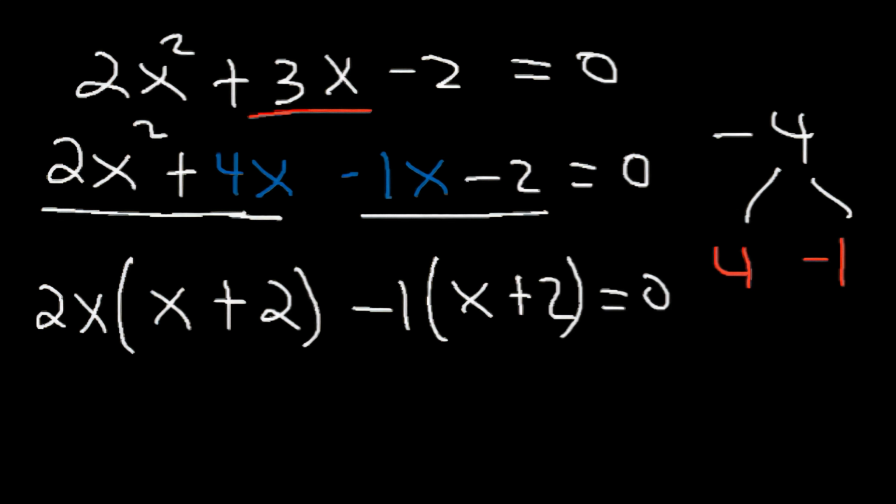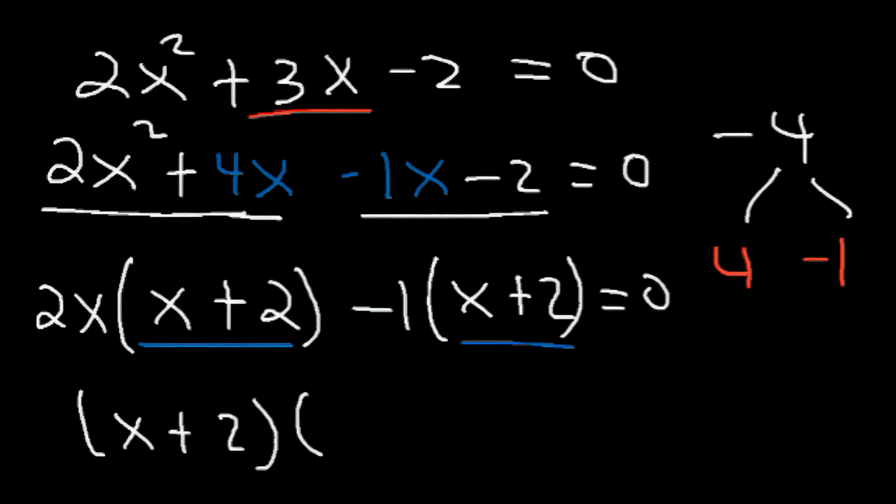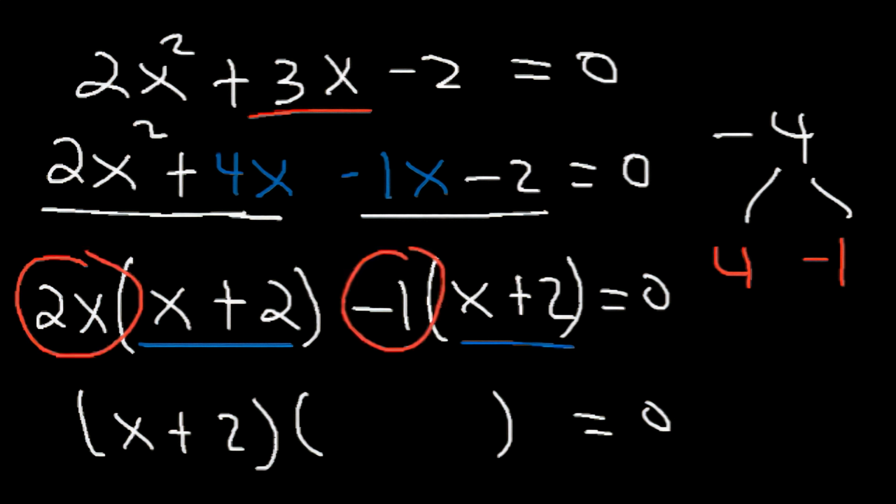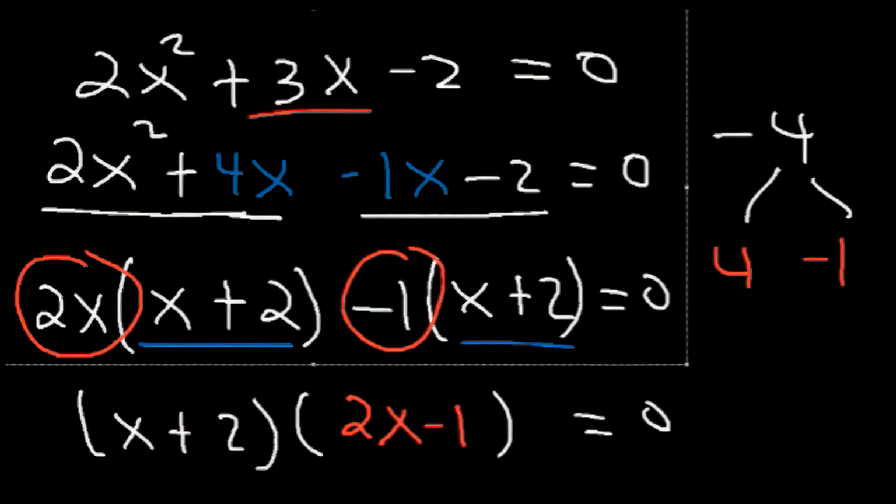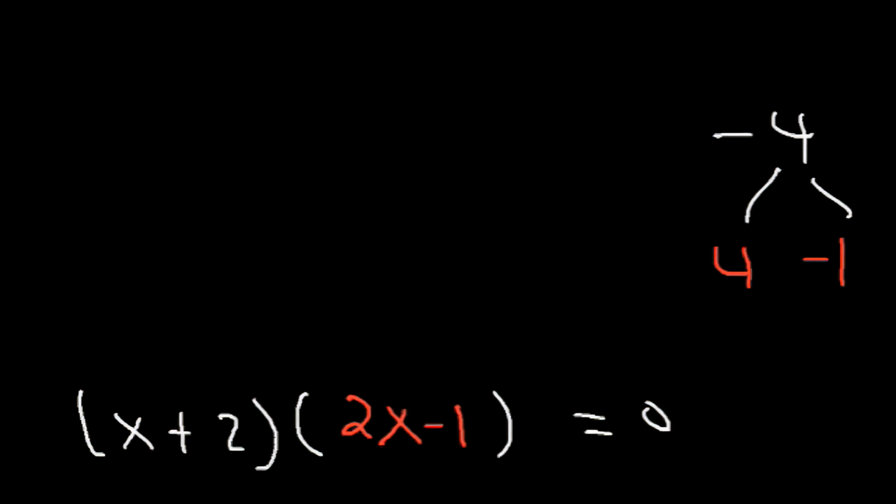So notice that we have a common factor, x plus 2. When you see that, that means you're on the right track. If they're different, you need to go back and check your work because there's an error somewhere. So now we're going to factor out x plus 2. What's going to be on the inside of the second parentheses is the stuff on the outside. That's the 2x and the negative 1. So now at this point we can factor the expression. I mean, not factor, but solve it.